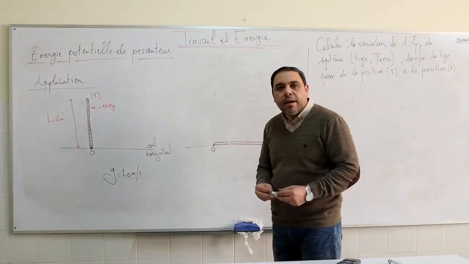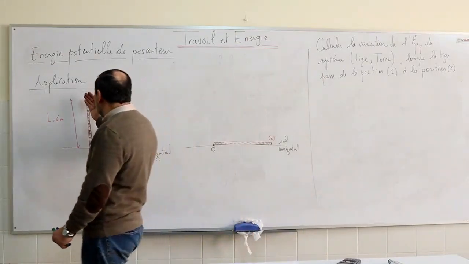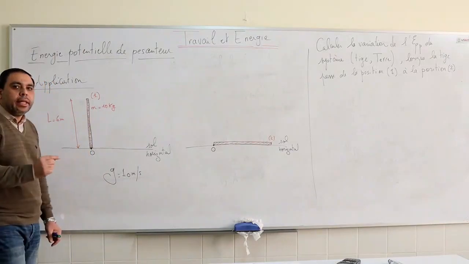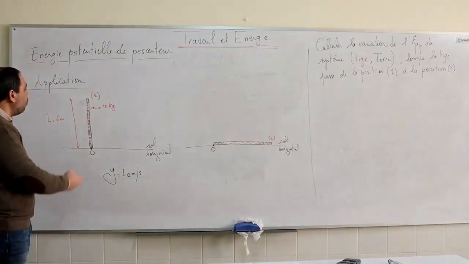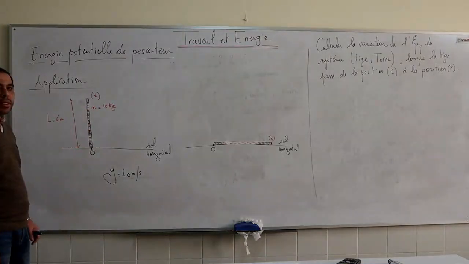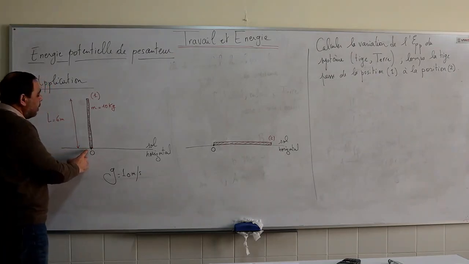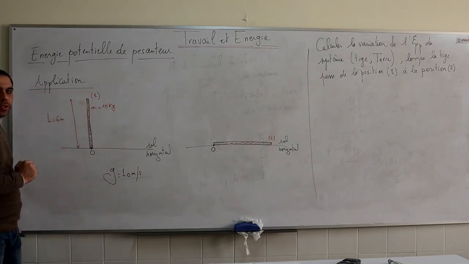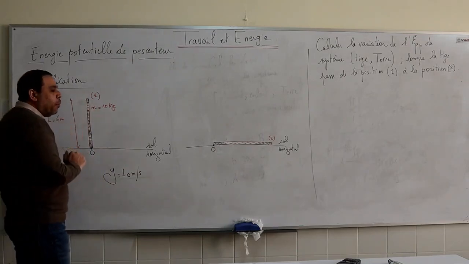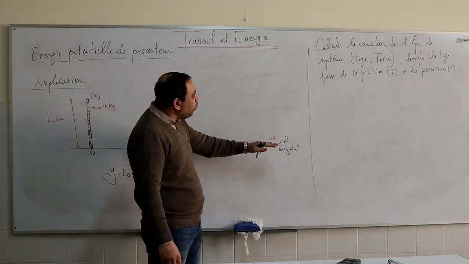Another application on the gravitational potential energy. Consider a thin and rectilinear rod of negligible thickness, of mass 10 kilograms and length 6 meters. It is placed vertically at a point O on the ground. Later on, the rod falls until it reaches the ground and becomes horizontal.